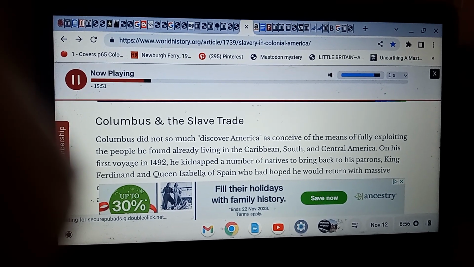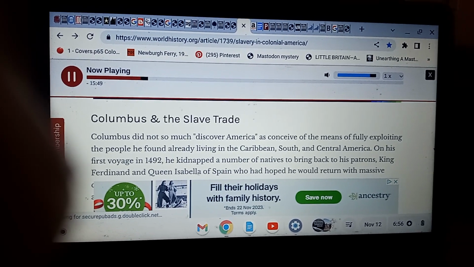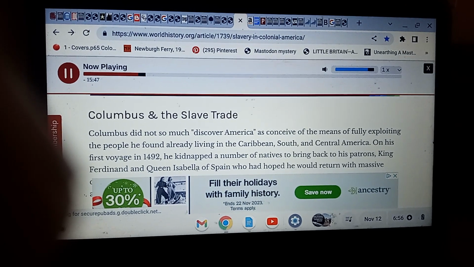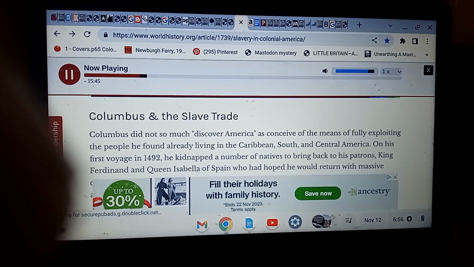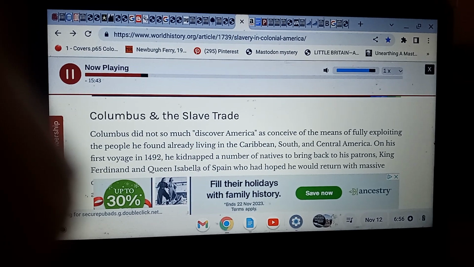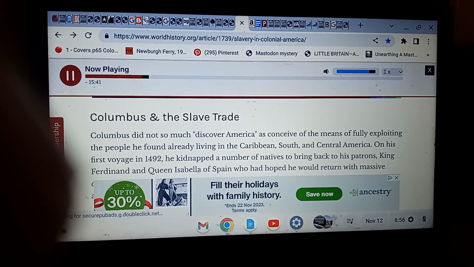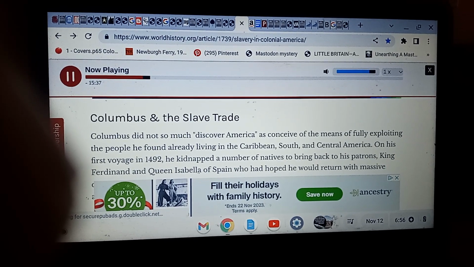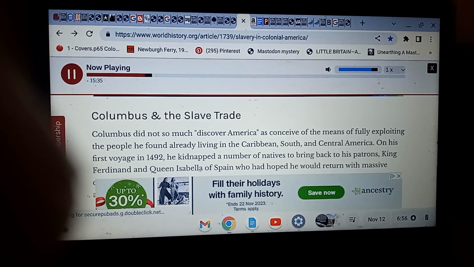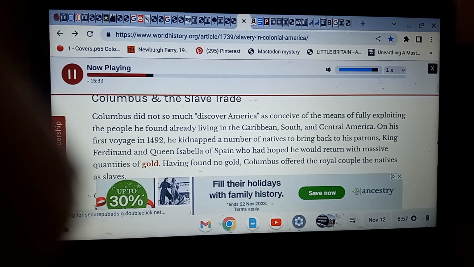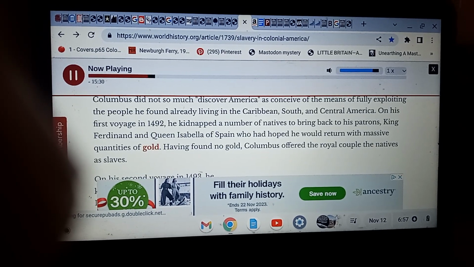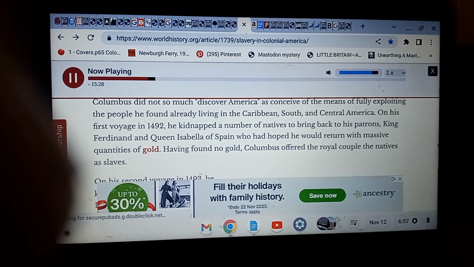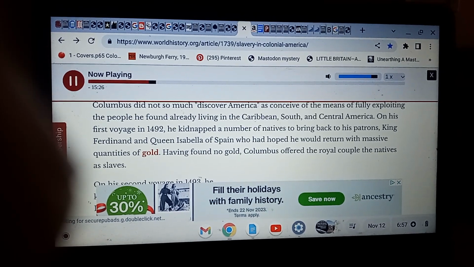Columbus did not so much discover America as conceive of the means of fully exploiting the people he found already living in the Caribbean, South, and Central America. On his first voyage in 1492, he kidnapped a number of natives to bring back to his patrons, King Ferdinand and Queen Isabella of Spain, who had hoped he would return with massive quantities of gold. Having found no gold, Columbus offered the royal couple the natives as slaves.